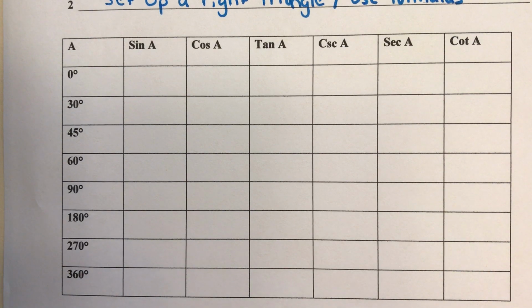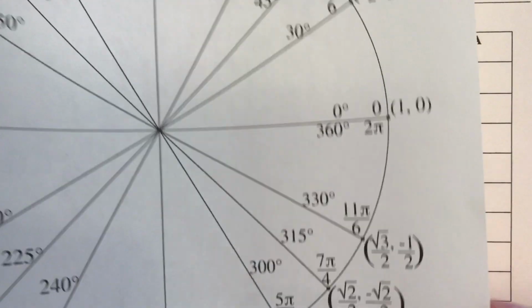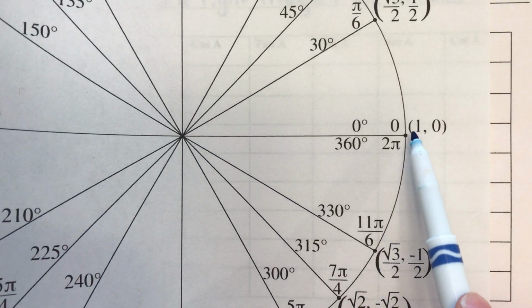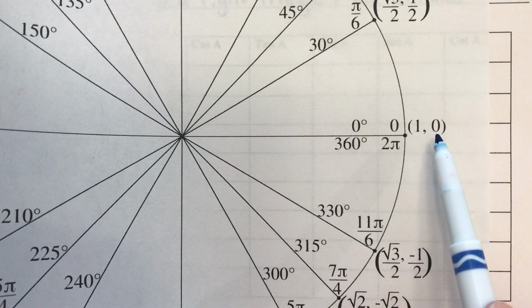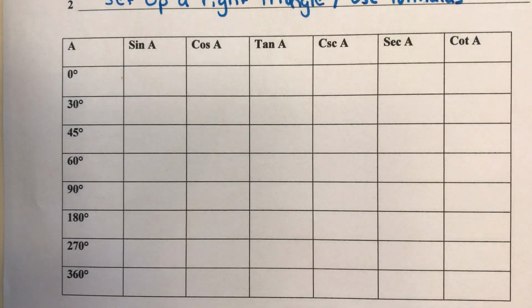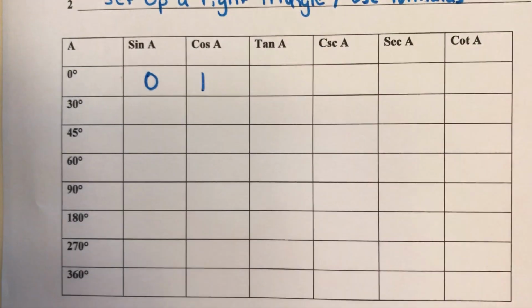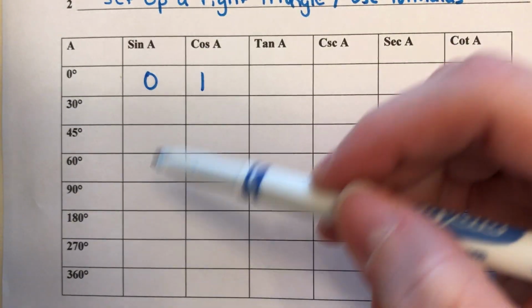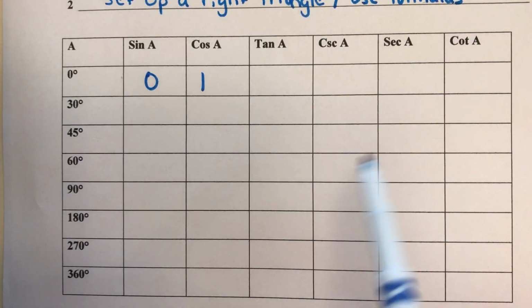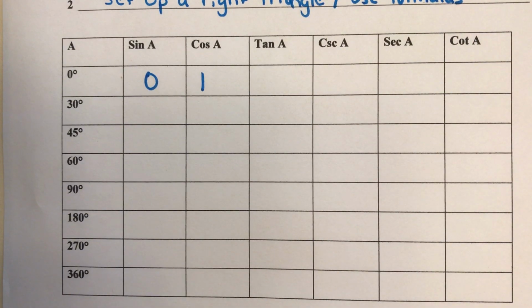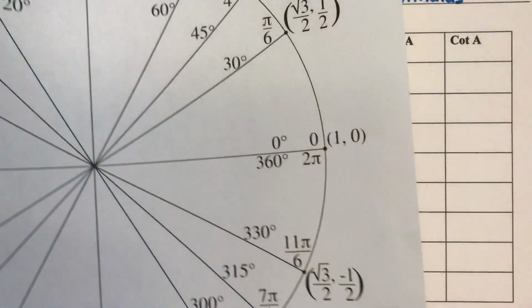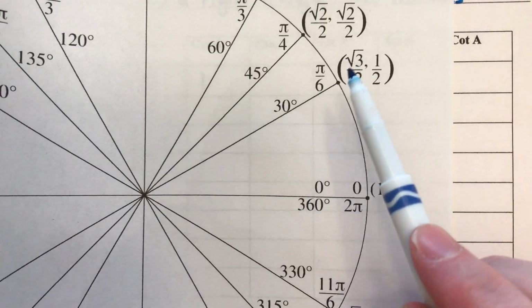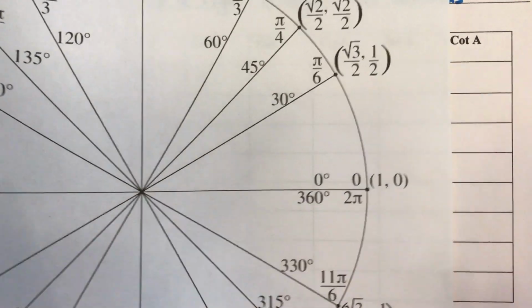So I'm going to start with 0 degrees. Now on the unit circle, here we have 0 degrees right here. Cosine is the x, sine is the y. So sine is 0, cosine is 1. I'm just going to do sine and cosine for all of these, and then I'm going to do the other functions. 30 degrees, that's our first angle here. Cosine is root 3 over 2, sine is 1/2.